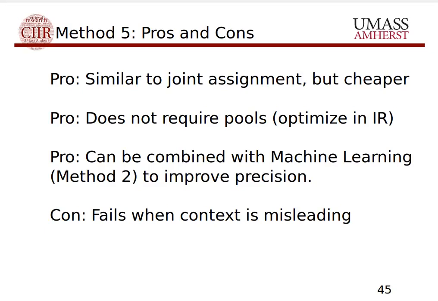The advantage is that this method is similar to the joint assignment model. It captures the same spirit, but it's a lot cheaper. It does not require pools because we optimize over the whole knowledge base, since we do it with the IR entity index. Another advantage is that it can be combined with machine learning, such as method number 2, to improve precision. We can also put another layer of method number 4 on top of that, with the advantage being that we use method number 5 as a pool generating method. So you have much smaller pools that have a better chance of actually containing the right entity. The disadvantage is that it fails when the context is misleading.